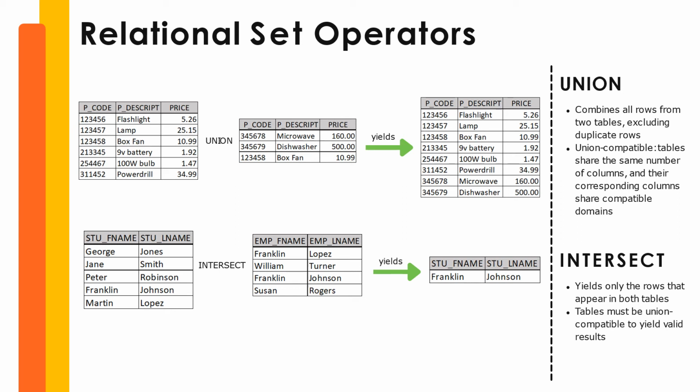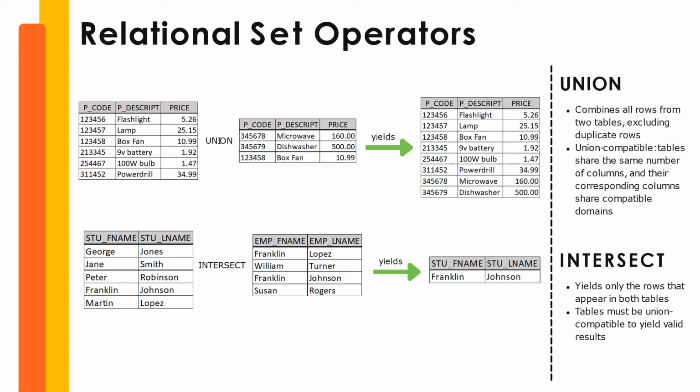In the example on the left, we are going to get the union and intersect of the two tables. For the first one, if we get the union, you can see that we are going to get everything, and we're just going to exclude the duplicates. In this case, the box fan already appears in the first table, but it also appears in the second table. So in the result, it will only appear once.